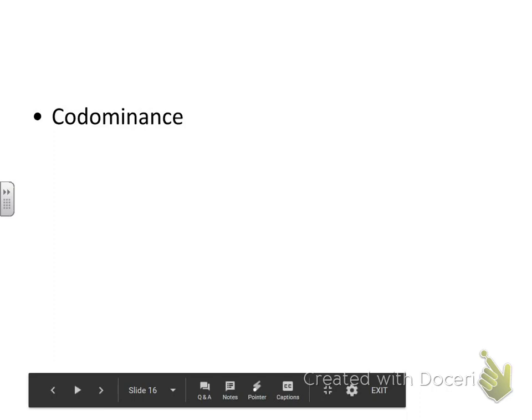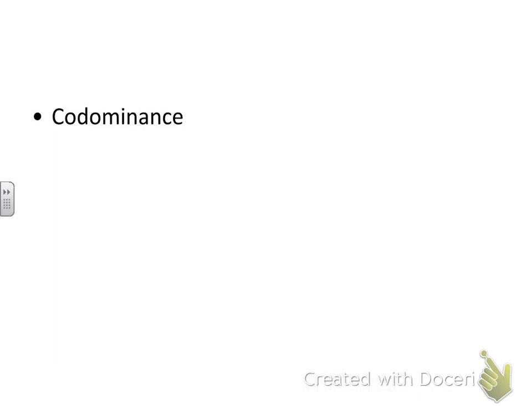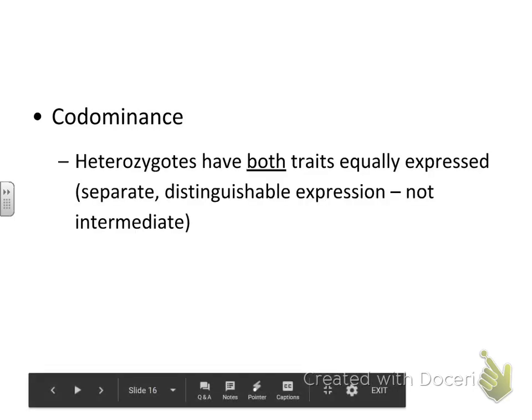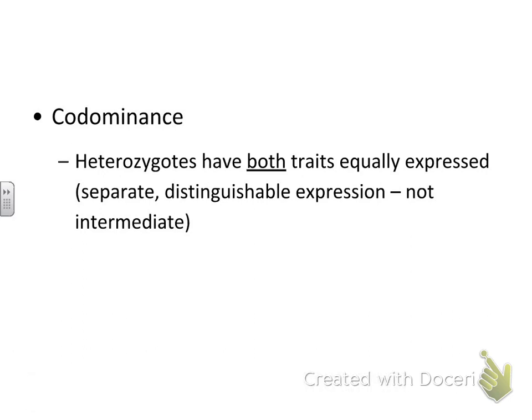All right, let's contrast that to codominance. In codominance, they seem kind of similar, but there is a difference that I want you to be able to distinguish. In codominance, heterozygotes have a phenotype in which the traits from both of the homozygotes are equally expressed. Separate, distinguishable expression, not intermediate. So for example, an example of codominance is with the blood groups. You should be able to do blood type problems after this. In humans we have type A blood, type B blood, type AB blood, and then there's also type O.